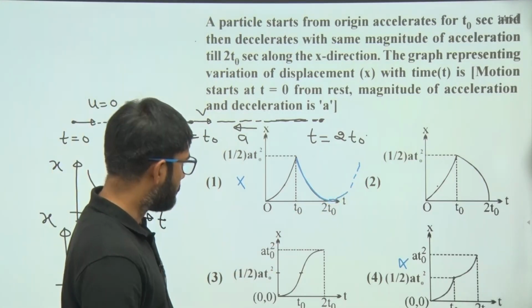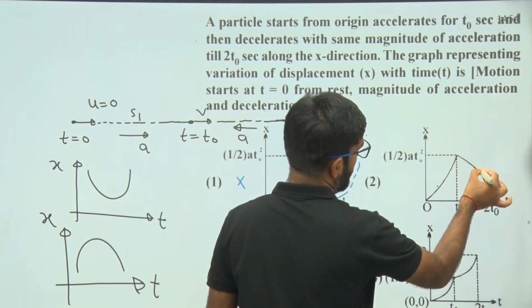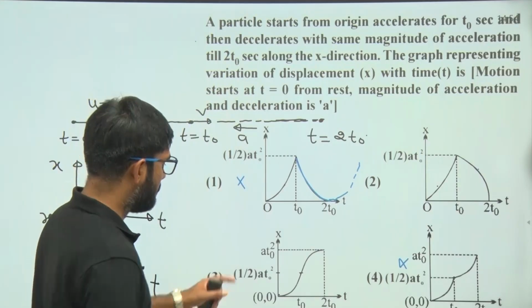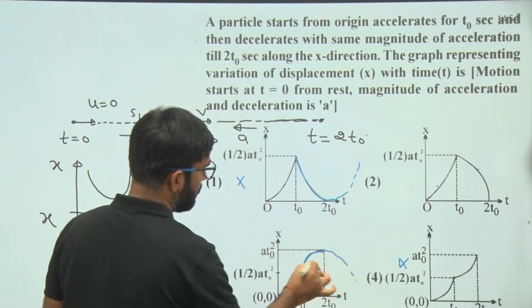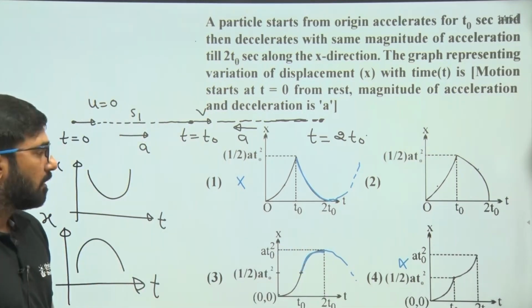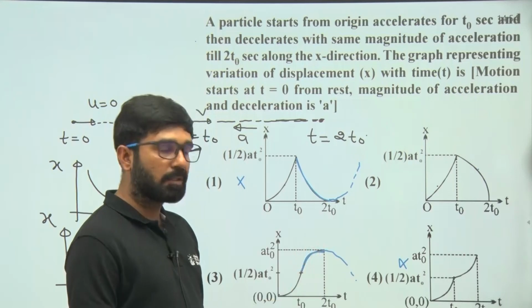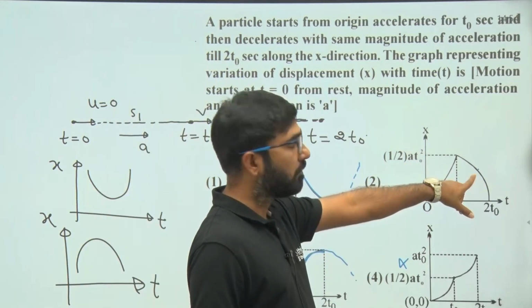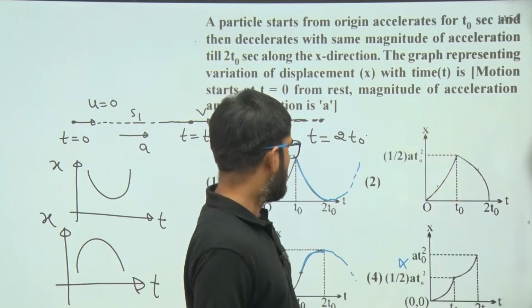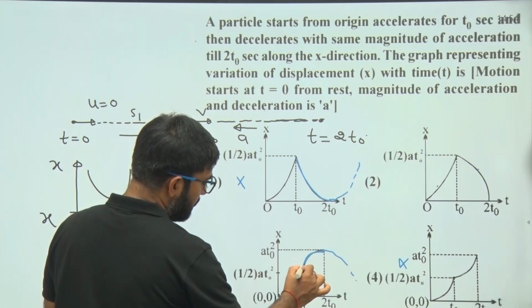In option 2, this graph is concave downward. This portion is concave downward. In graph 3 also, this portion is like this. This is also a portion of a concave downward graph. Then in graph 3, this is also part of a concave downward graph. In option second, this is also part of a concave downward graph. But in this case, in the third option, the x coordinate is again increasing.